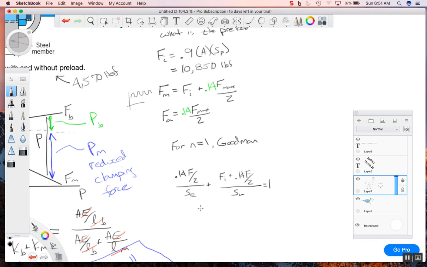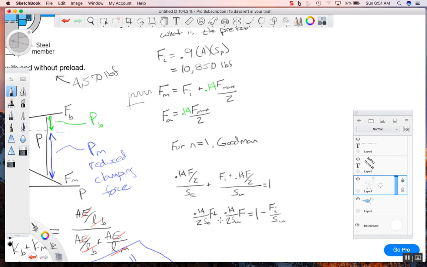Well, I'll just do a little bit of it, so we can clean this up a little bit here. So it's 0.14 over 2SE, plus 0.14 F, plus the same deal here, 0.14 over 2SU F, equals 1 minus F initial, my pretension, over my ultimate strength.